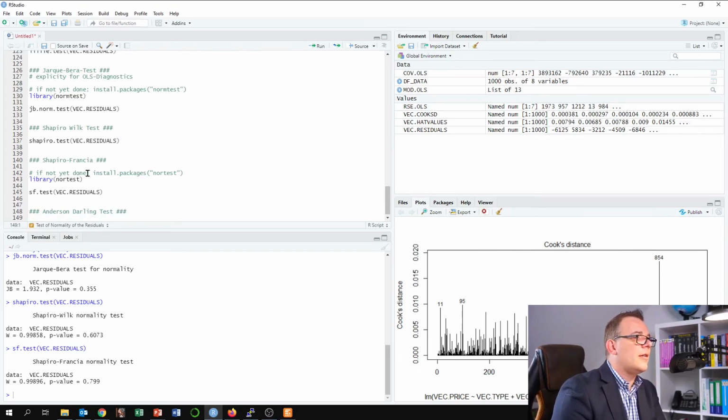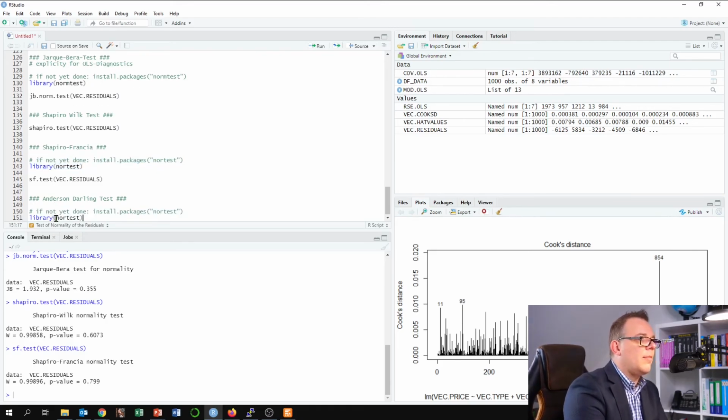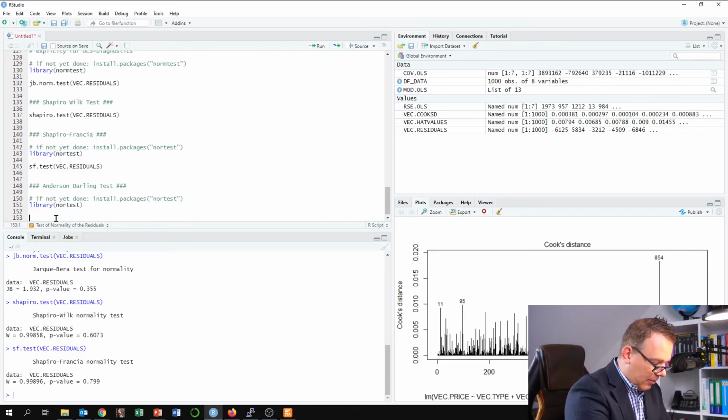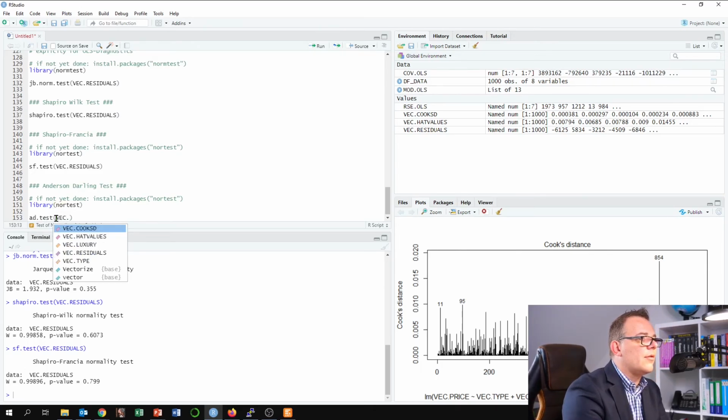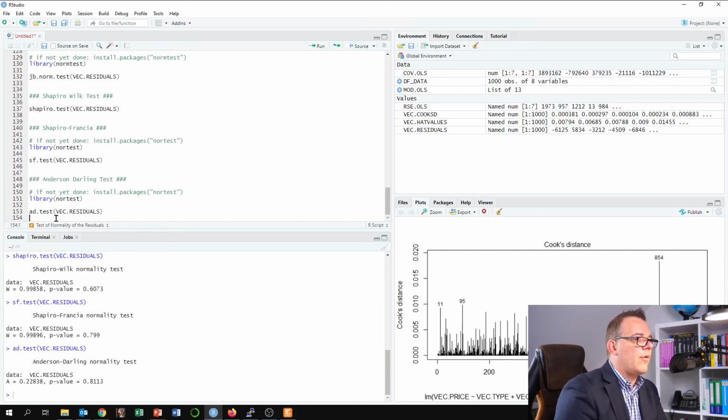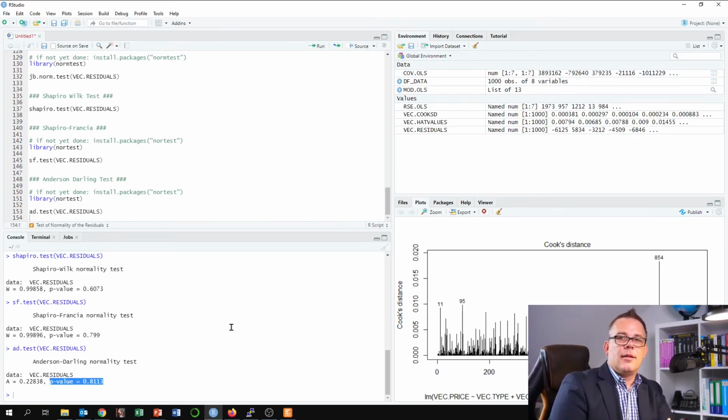The Anderson-Darling test is again in the nortest package, so I copy that here. And we need ad.test and the vector of residuals, and run that. And again, there's the p-value, 0.811. We stick with our null, normality.